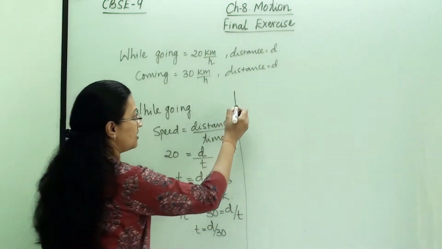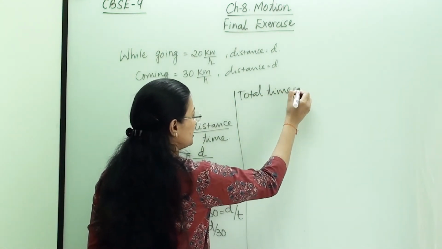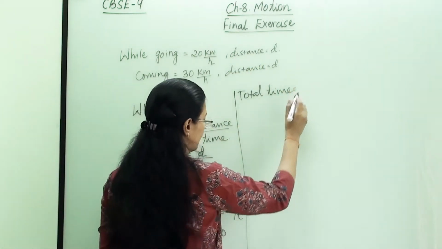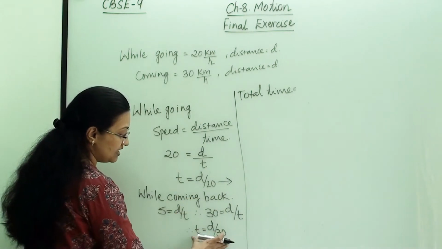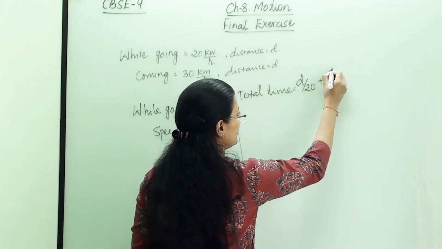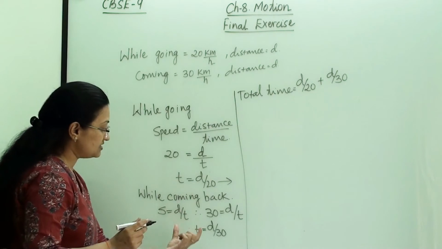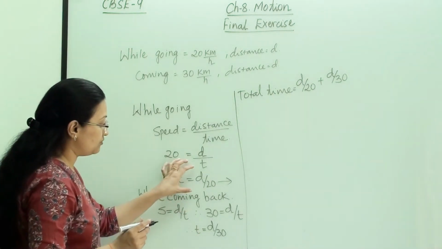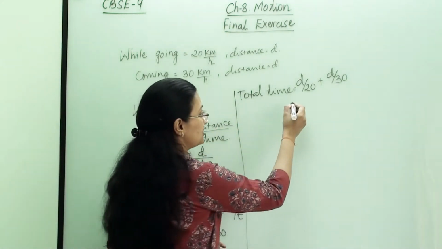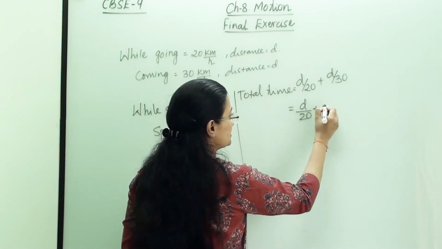Now when we find the total time, the total time required equals this travel time and this travel time. So that is d by 20 and d by 30, d by 20 plus d by 30. How did we get that? This is the time while going and this is the time while coming back. So when we add this time and this time, we get the total time for the journey. So here we get d by 20 plus d by 30.